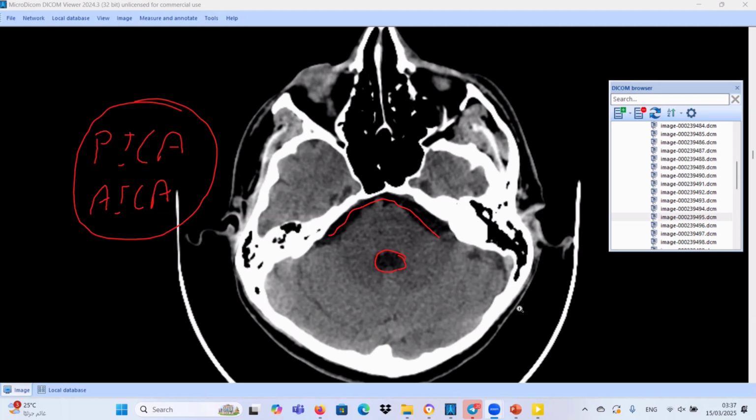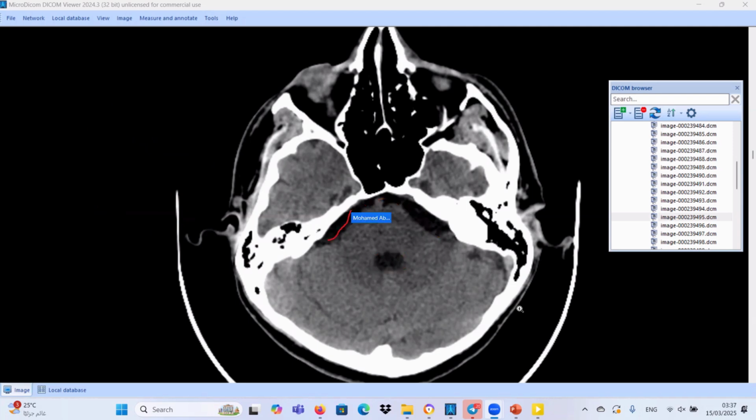Sometimes the subarachnoid hemorrhage is localized at this site and the CT angiogram is negative. This one we can call non-aneurysmal perimesencephalic subarachnoid hemorrhage. We will discuss this one in detail in the next video, inshallah.